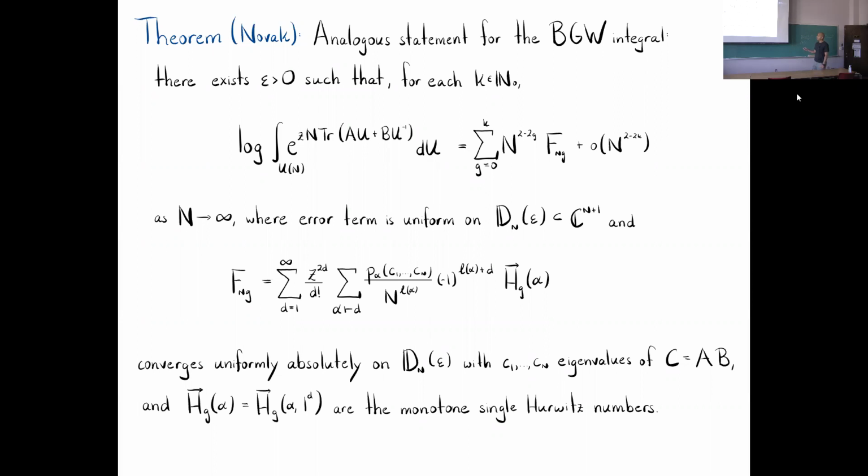And this is the eigenvalues of C equals AB. So in particular, there's no loss in generality in just setting B to be the identity. So AU plus U inverse is the same integral. And again, everything's convergent, for sufficiently small parameters.